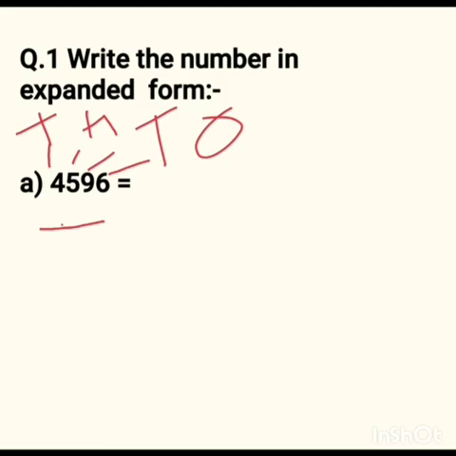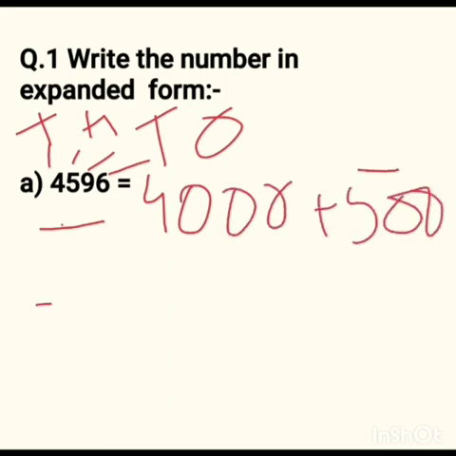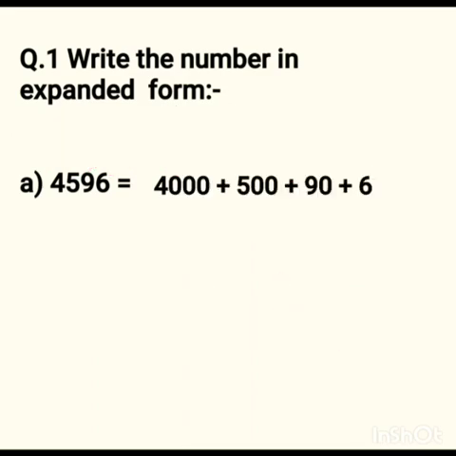Now we have to write 4596 as the sum of the place values of the digits, that is 4596 is equal to 4000 plus 500 plus 90 plus 6. So in this way we have to write the number in expanded form. Okay students. Now the next question.